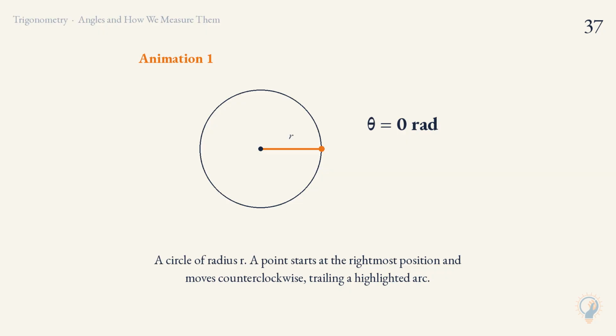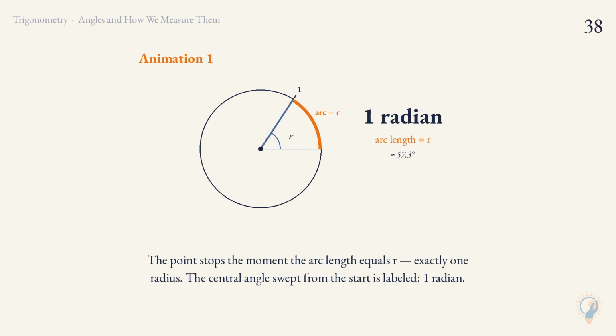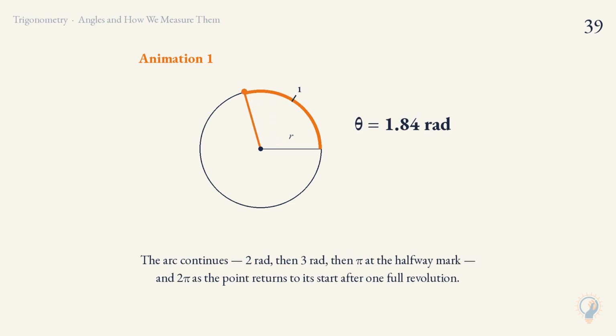Animation 1. A circle of radius r. A point starts at the rightmost position and moves counterclockwise, trailing a highlighted arc. The point stops the moment the arc length equals r, exactly 1 radius. The central angle swept from the start is labeled 1 radian. The arc continues, 2 radians, then 3, then pi at the halfway mark, and 2 pi as the point returns to its start after 1 full revolution.